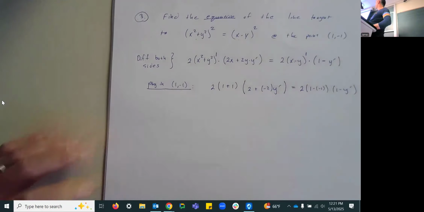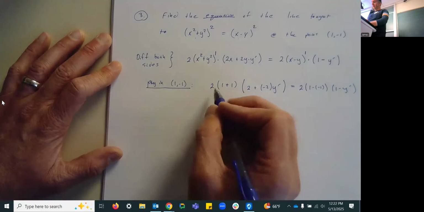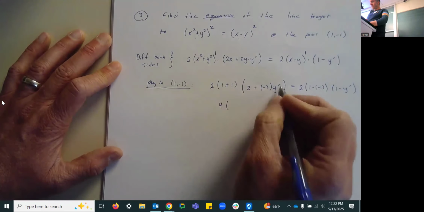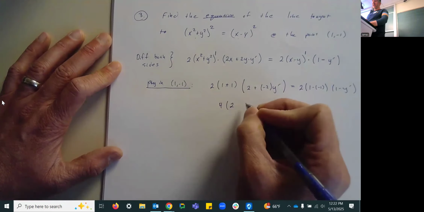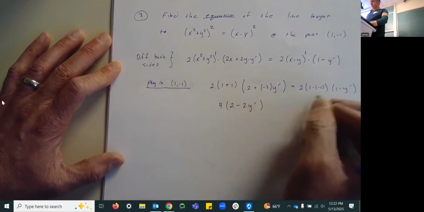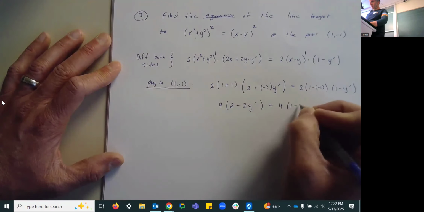This one's still kind of gross, but it's better than it would have been. So let's do some more simplifying. Here I've got 2 times 2, which is 4, so I've got 4 times. Now this part here, the only simplification I can do is write it as 2 minus 2 times y prime. On the right-hand side, 2 times 2 is 4 times 1 minus y prime.